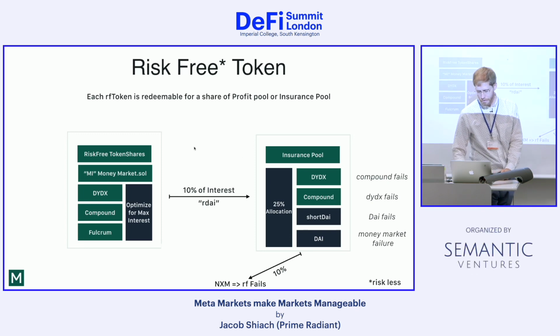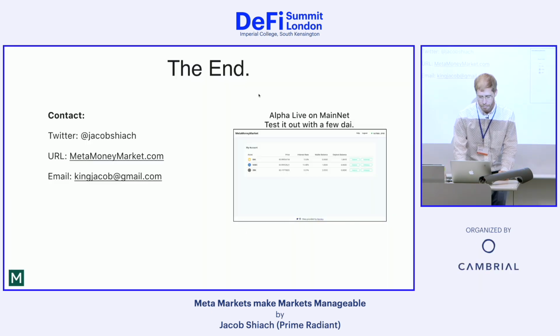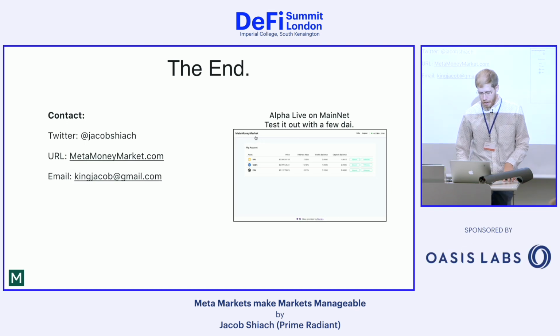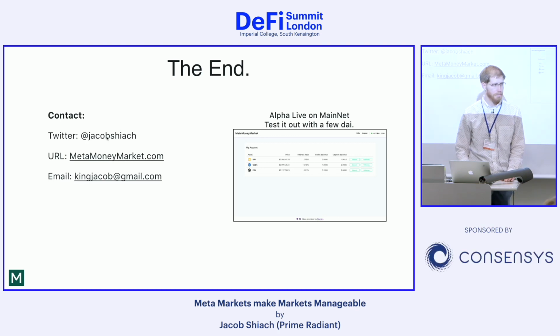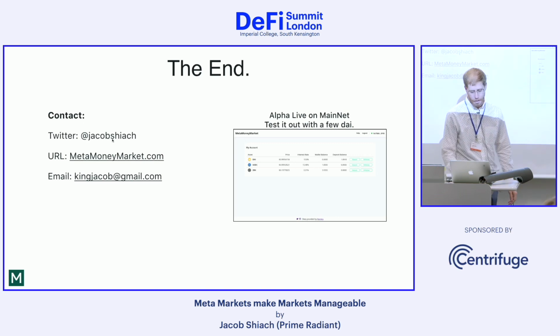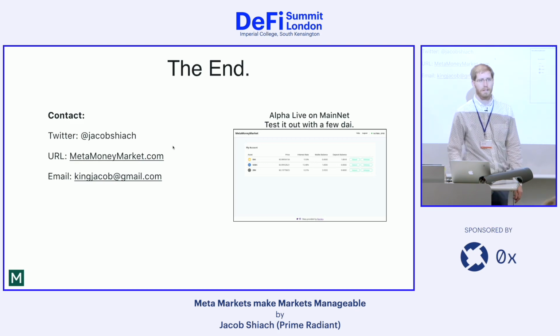Cool. I think that's everything I had. So we are live. If you want to deposit, please only deposit a DAI or two, though I think people have been depositing like 1,000 DAI. If you see any bugs, let me know, because we're about to start another sprint. If you have any comments or questions, my email is kingjacob@gmail.com, and I'm always reachable on Twitter. Cool. Thanks. Yeah, thanks.